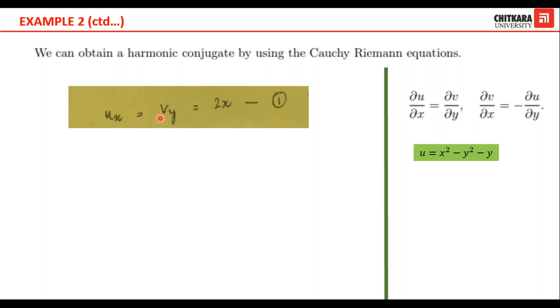Now if you just concentrate on this part, vy is equal to 2x. Vy means del v by del y. So if del v by del y is known to you, how will you calculate v? You will integrate it with respect to y, isn't it? But when you integrate it with respect to y, which variable will be kept constant now?